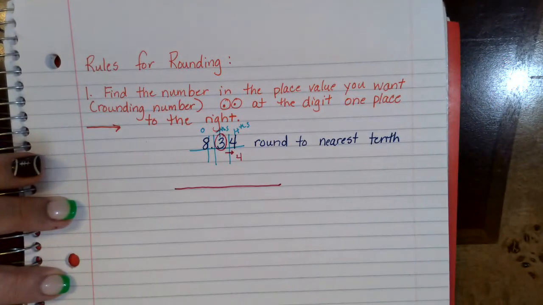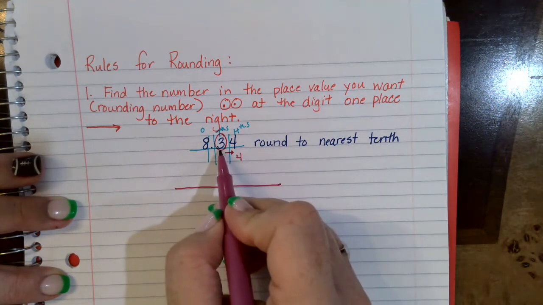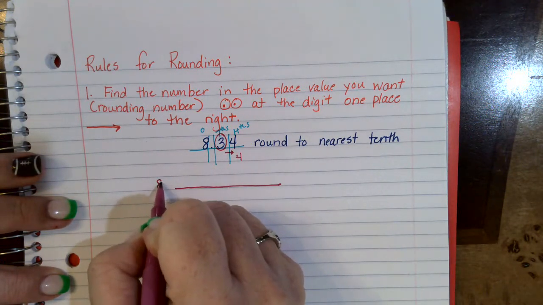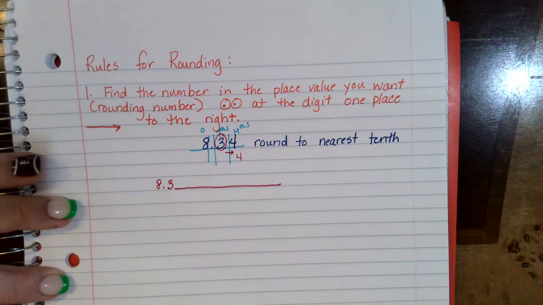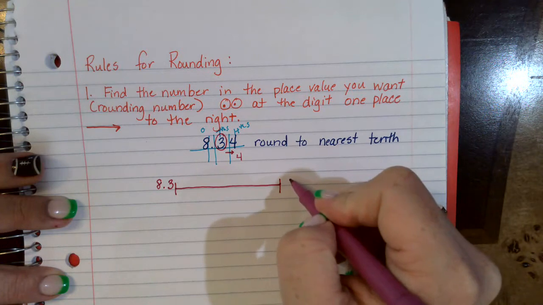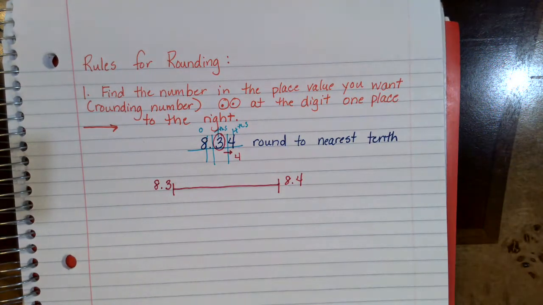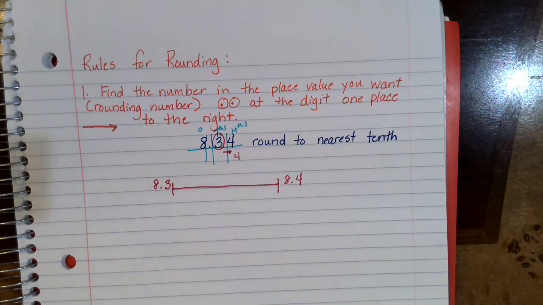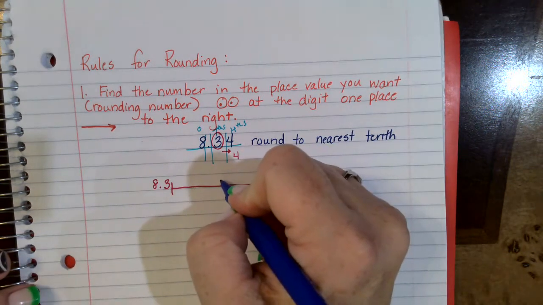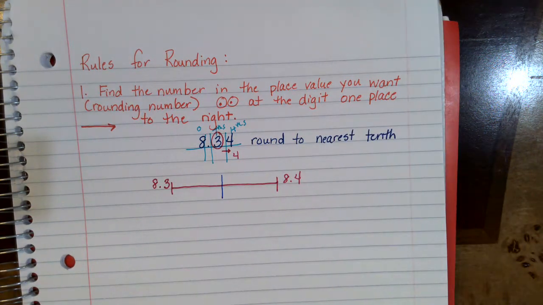Remember, decimals are just parts of a whole. They are fractions. But we're going to look and say, okay, for tenths, we know that we're dealing with 8.3. That's 8 and 3 tenths. The next tenth up is going to be 8.4. So when we look at those two numbers, smack dab in the middle of both of these numbers is going to come the halfway point.